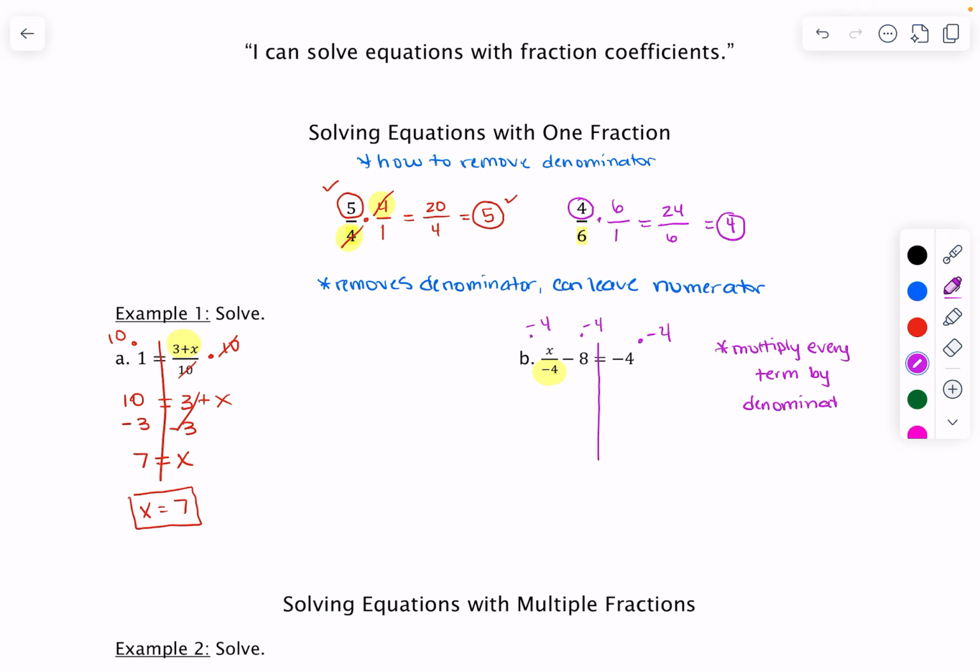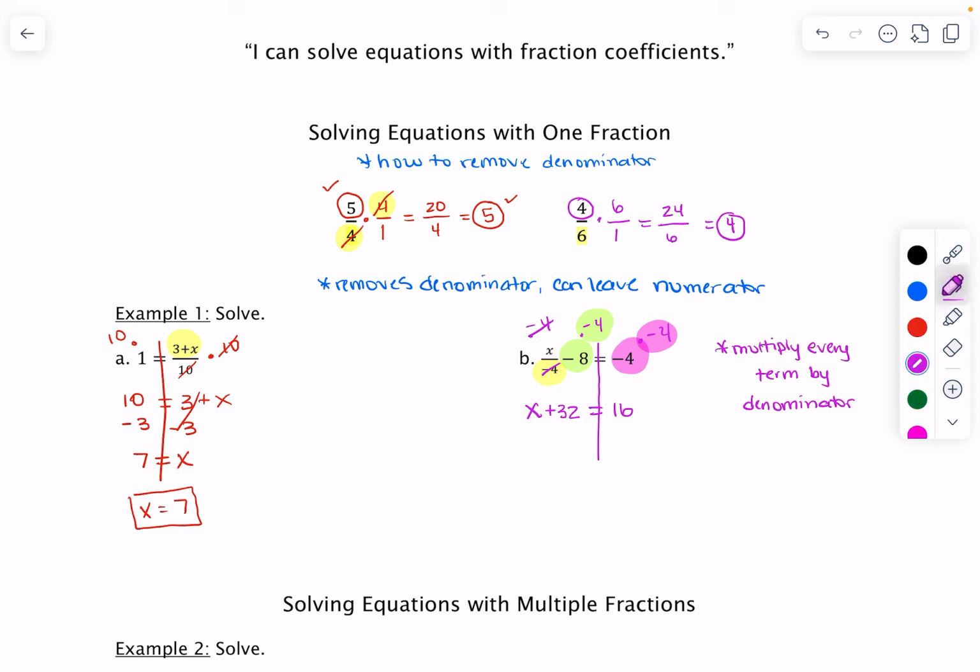By the denominator. Okay. So what this looks like is for this, these cancel out and I'm just left with that x on top. Then I've got to do this multiplication. I've got to do -4 times -8. -4 times -8 is +32. And then on the right side, I need to do -4 times -4, which is +16. So that's the other math I did, is I did -4 times -4.